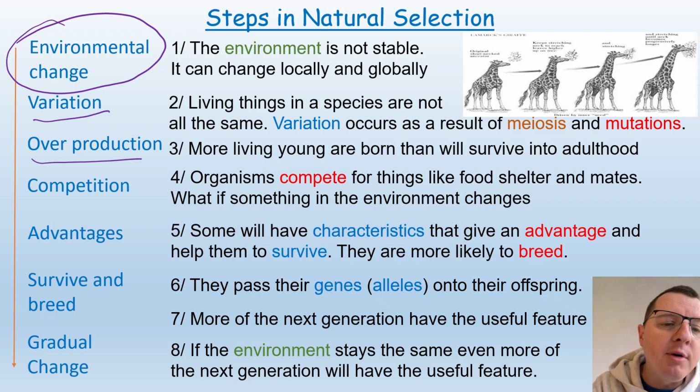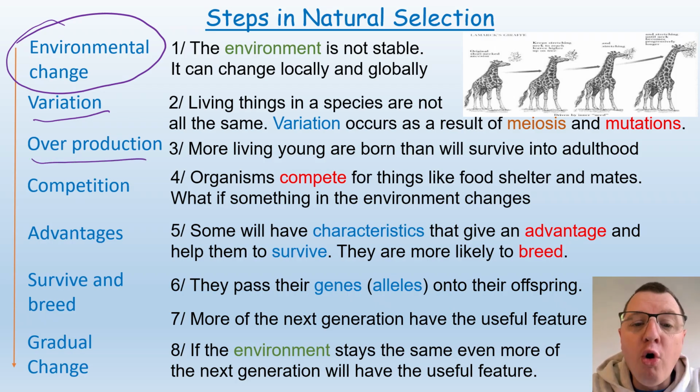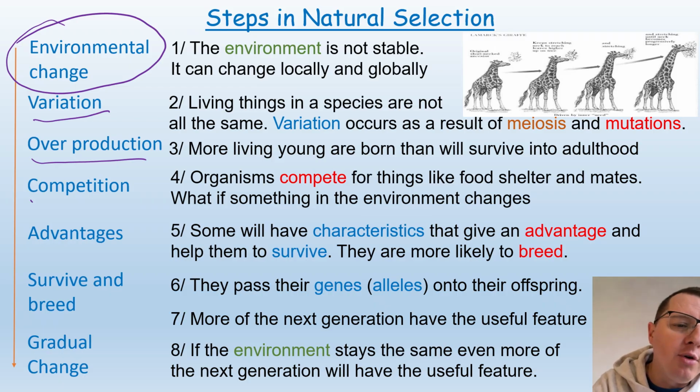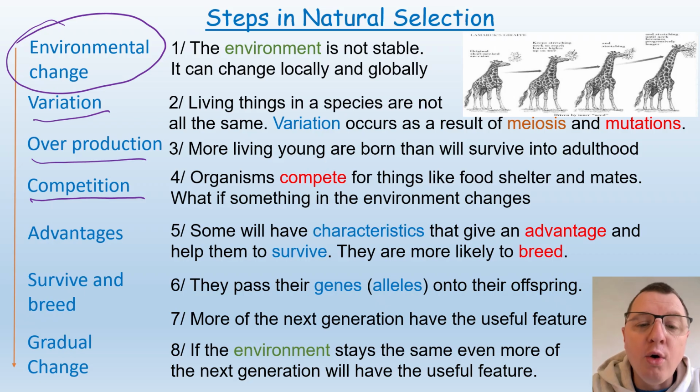The next step is that we have overproduction. More living young are born than will be able to survive into adulthood, and that leads to competition. Organisms will compete for things like food and shelter and mates, both with members of your own species and with members of other species.